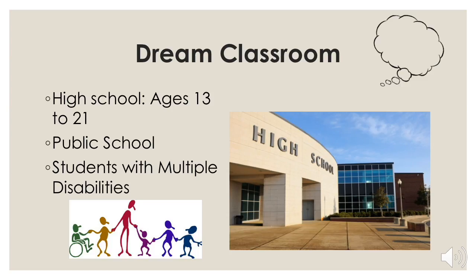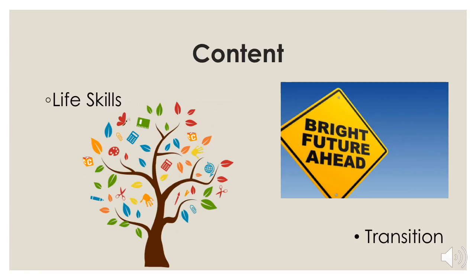My dream classroom changes frequently as I run into new experiences and opportunities, but usually my dream classroom has no specific grade level. For this video, however, I would like my classroom to be in the high school level, ages 13 to 21. My classroom would be located in a public school setting. The population are students with multiple disabilities. Therefore, most of the content will be focused on life skills and transition.